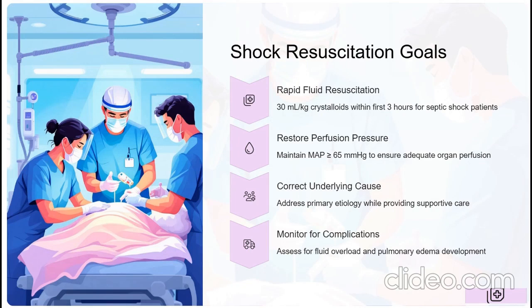In shock resuscitation, administer 30 milliliters per kilogram crystalloids within the first 3 hours for septic shock. Maintain a mean arterial pressure of 65 millimeters of mercury to ensure organ perfusion. Address the primary cause while providing supportive care. Monitor for complications like fluid overload and pulmonary edema.